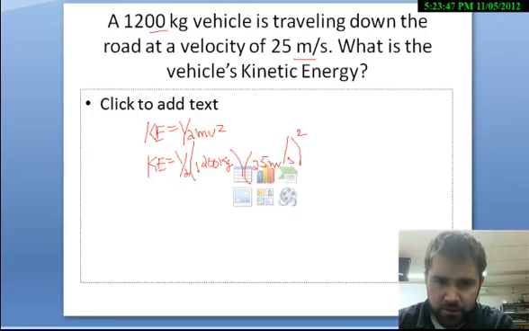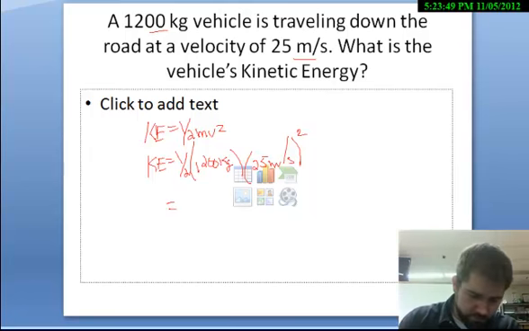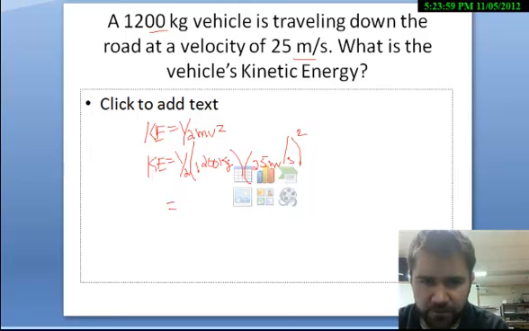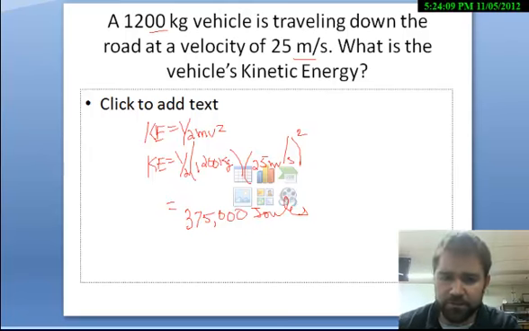Alright, we type this into our calculator. 1/2 times 1,200 times 25 squared equals 375,000. 375,000 joules, or kilogram meters per second squared.